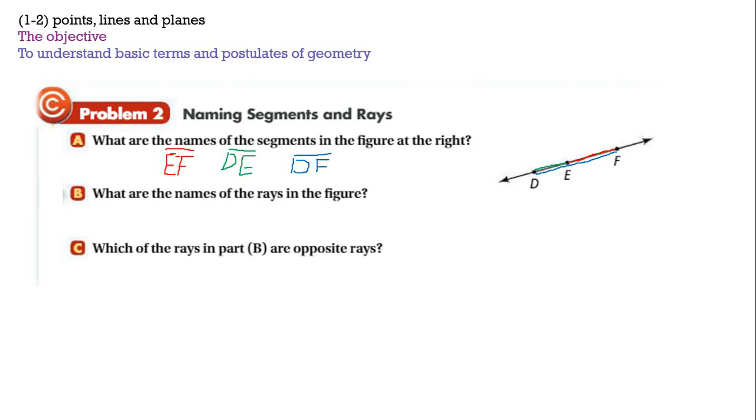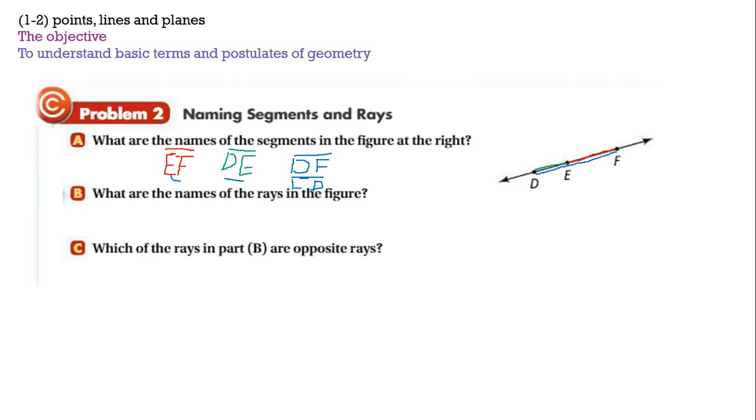Now, keep in mind, you can change the order for these. You can say FD here. It will give the same meaning. Same thing with DE, you can say ED. Same thing here, you can say FE instead of EF.